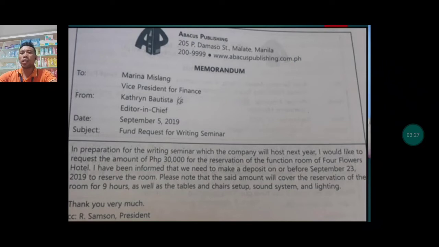I would like to request the amount of PHP 30,000 for the reservation of the function room for Flowers Hotel. I have been informed that we need to make a deposit before September 23, 2019 to reserve the room. Please note that the said amount will cover the reservation of the room for 9 hours as well as the tables and chairs setup, sound system, and lighting. Thank you very much. CCR Samsung, President.